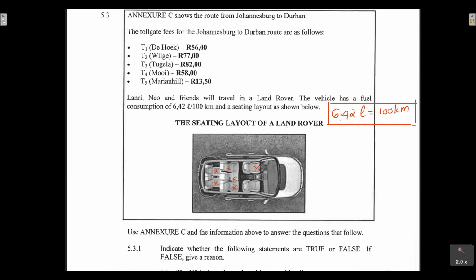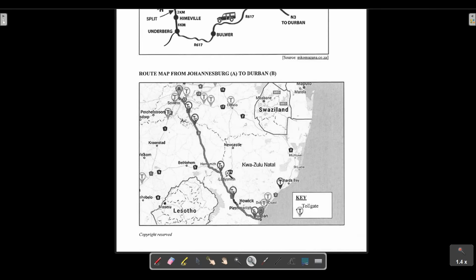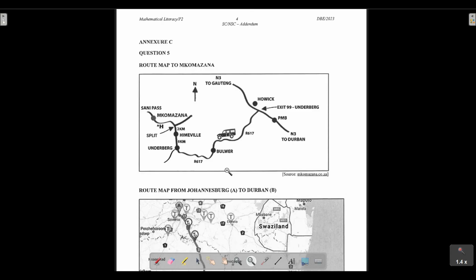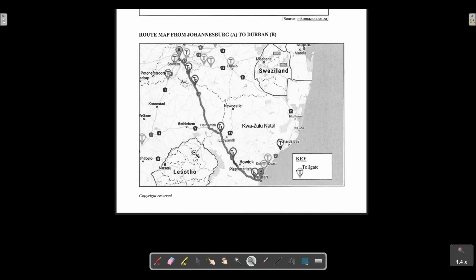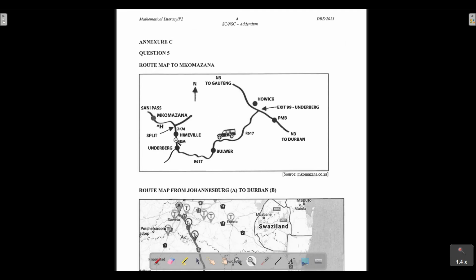Okay, so here, guys, when you have a look at Annexure C, you need to take into consideration that we are given 2 maps, right? 2 road maps. One road map doesn't show toll gates, one shows the toll gates. So that already tells us that to answer these questions, we are going to focus more on the road map from Johannesburg A to Durban B, because that is what contains the toll gates. Okay, but we mustn't forget the information that was also given to us from the route map to Nkomazana, okay?